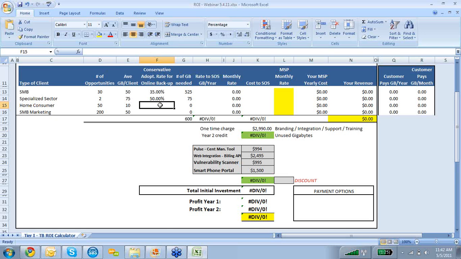Home consumers, let's just say maybe 10% take, okay? And out of the SMB marketing campaign, let's say 3% of those customers take out of the marketing campaign. Why have we done this exercise right now? We've done this exercise to figure out what the initial starting point is going to be for you, the best starting point.